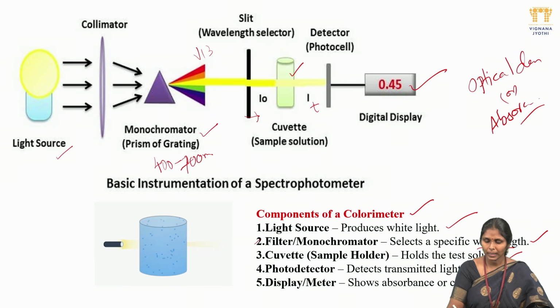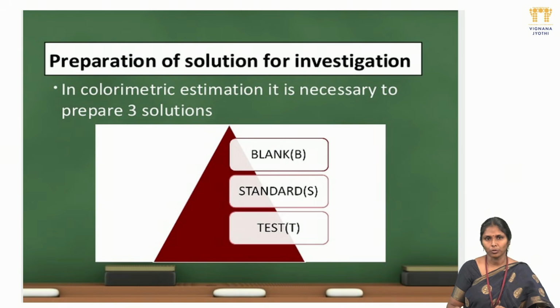Then coming to the photo detector, this detector can detect the transmitted light. It detects how much light is transmitted through this solution. This can be detected by using the photo detector. And finally, there is the display. This display shows the absorbance values based upon the concentration. So this is about the basic instrumentation of the spectrophotometer.